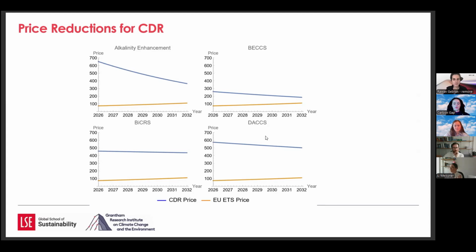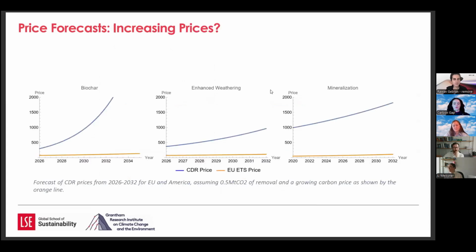But the story is very different. So I think you're seeing my chat now. If we look at some other methods, and I think this is sort of the worrying trend, it's not only downwards if we look at past trends. Looking at both enhanced weathering and mineralization, if trends would continue, prices would increase in the next years.